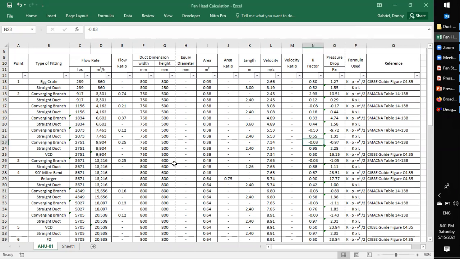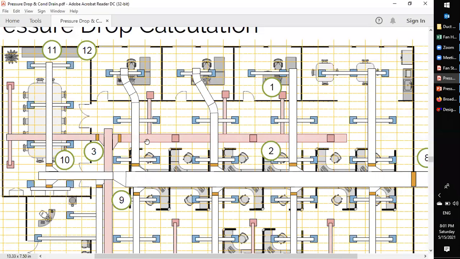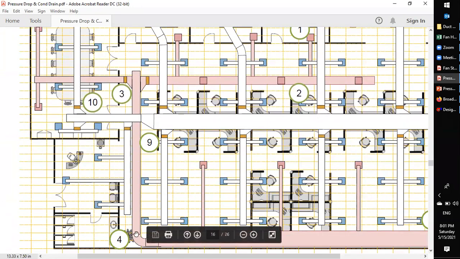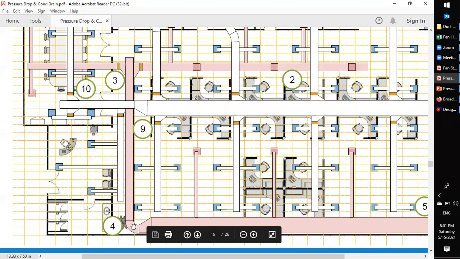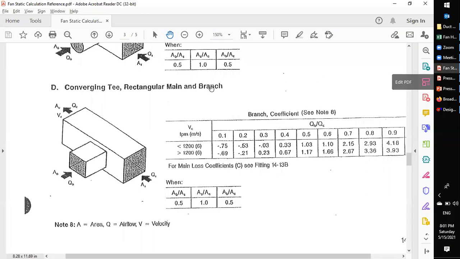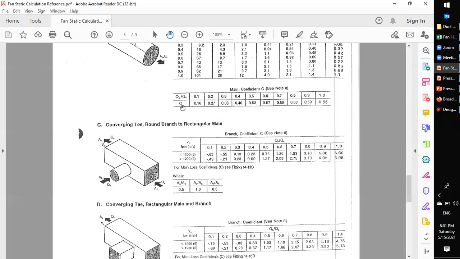All right. One more converging T at point 3, then straight duct. Let's go back to our drawing. Converging T and straight duct, straight all the way here to point 4. At point 4, we have a 90-degree bend. On the 90-degree bend, we'll go back to the SIBSE guide.